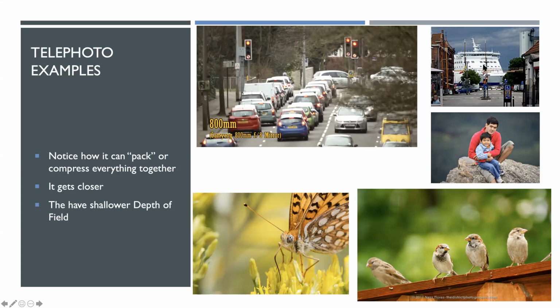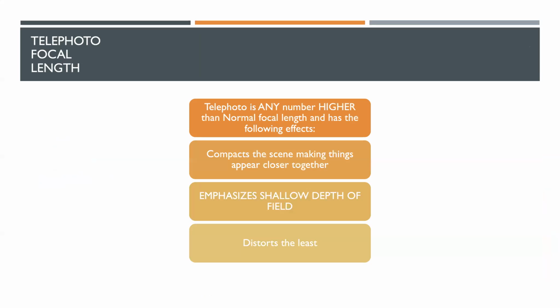Same thing for this image with this giant cruise liner in the background. It looks like it's on the highway. It looks packed together with the buildings. It just spatially doesn't make a whole lot of sense. It seems somehow very flattened out. And so that can only happen with the telephoto lens. And it distorts the least. So those are the few effects that really come with shooting with a telephoto focal length.